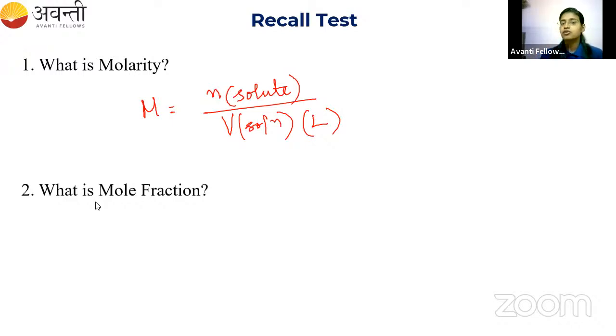What about mole fraction? What is the formula for mole fraction? Suppose I have 2 components, component 1 and component 2. Or let me take these as A and B, component A and component B. Now if I want to find out the mole fraction of A, which formula do I have to use? Mole fraction is denoted by the letter X, right? What is the formula to find out the mole fraction of component A in the solution?